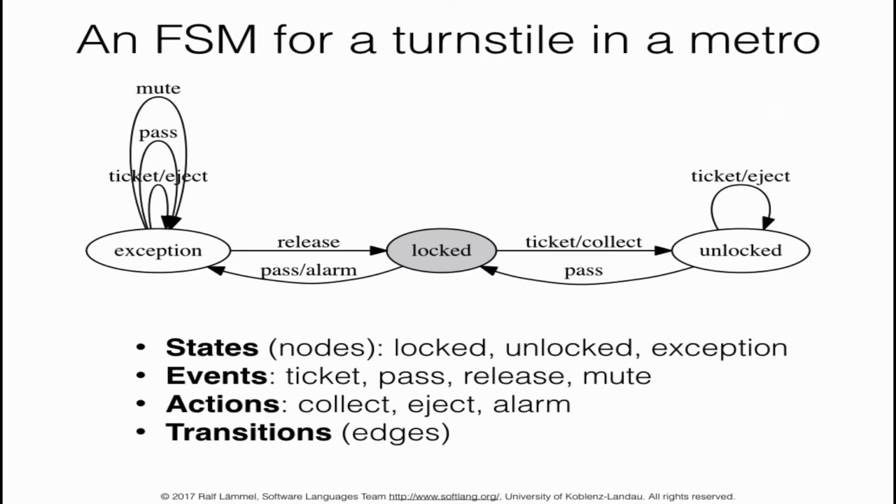So we've got a state like locked for the door being locked, and someone might insert a ticket and the ticket then gets collected. And this is how we end up in the state unlocked, and then someone might be able to go through by pass. If someone tries to go through in a locked state, then an alarm would be triggered. So we've got states, events and actions, and the edges are the transitions.